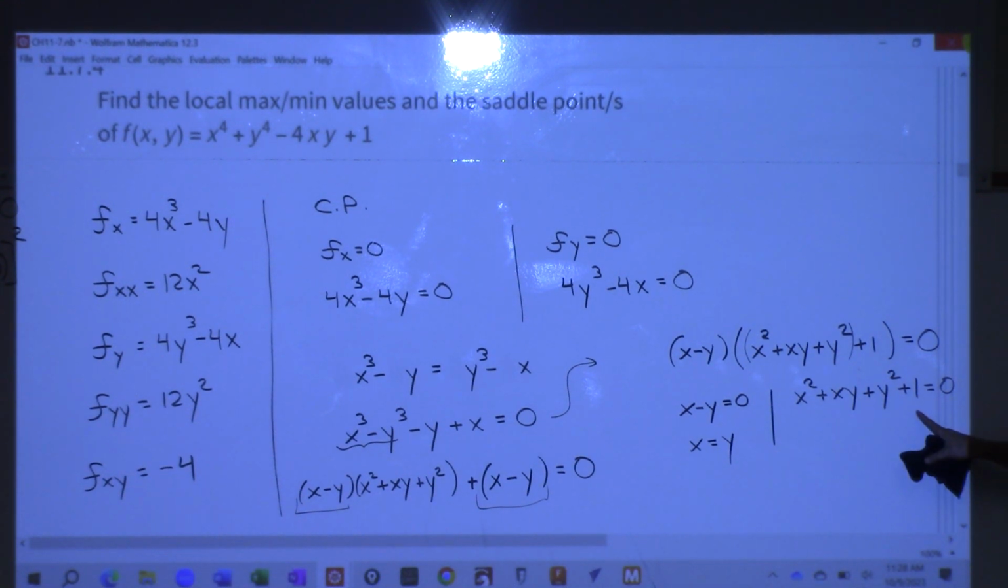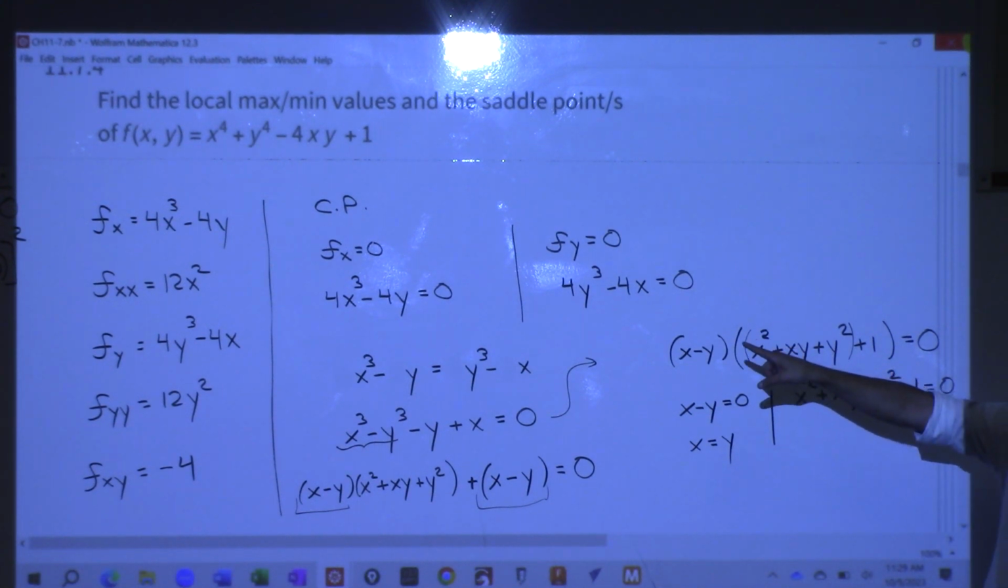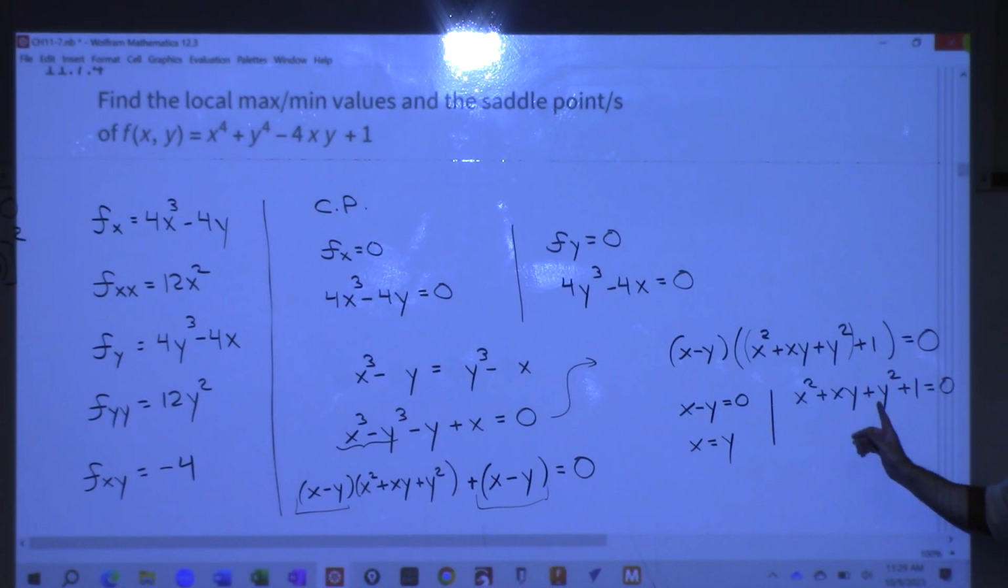Now, this is tricky. You can't just sub y for x since we know x equals y? Well, that only solves this part, right? We can sub it in over there, but we can't sub it in here. Let's see if we can convince ourselves whether or not this is going to have any solutions here.